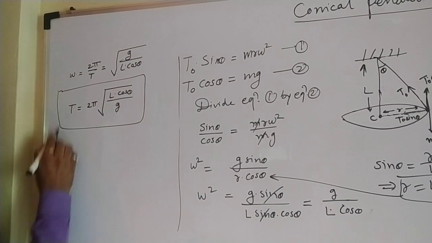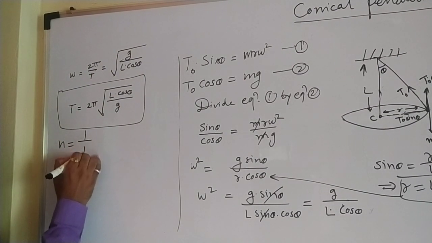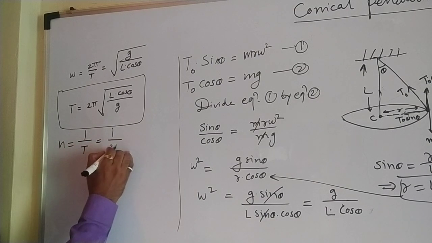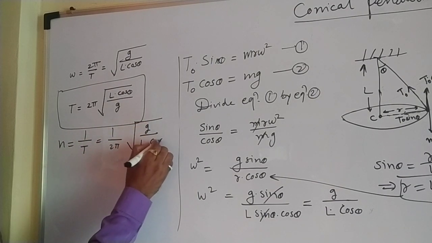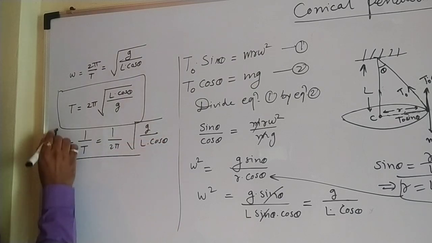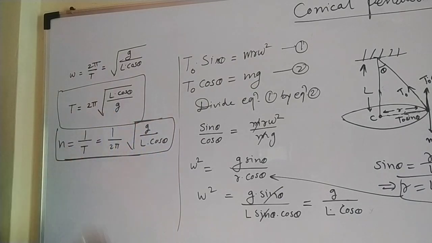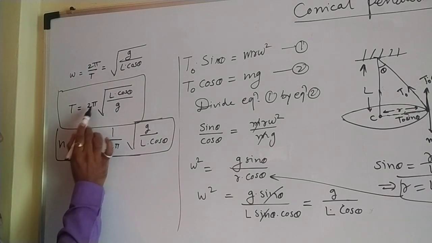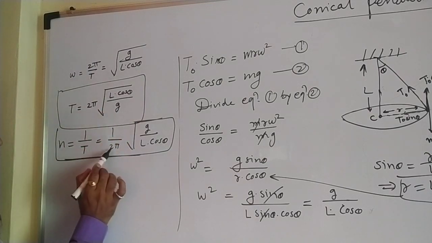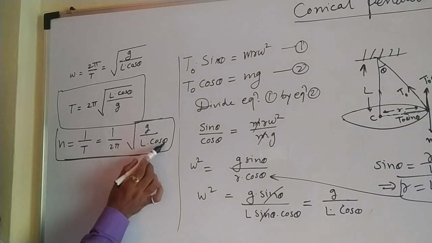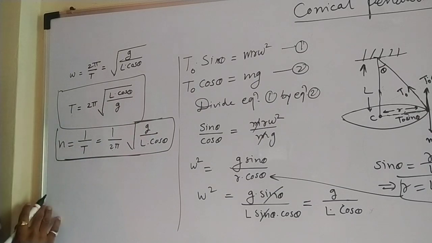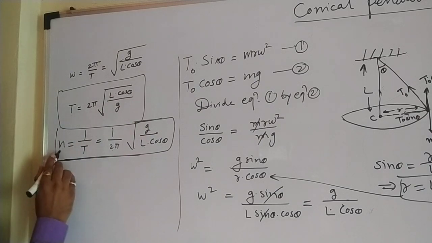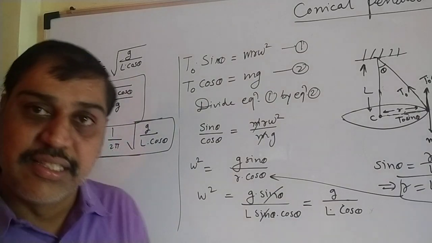Once you know the time period, you can find the frequency n equal to 1 by T equal to 1 divided by 2 pi square root of g divided by L cos theta. So this is the equation for frequency. This is the equation for time period of conical pendulum. In both the equations, 2 pi is constant, L is constant, g is constant. Theta is varying. Time period varies with the semi-vertical angle theta, as well as frequency also varies with the semi-vertical angle theta.